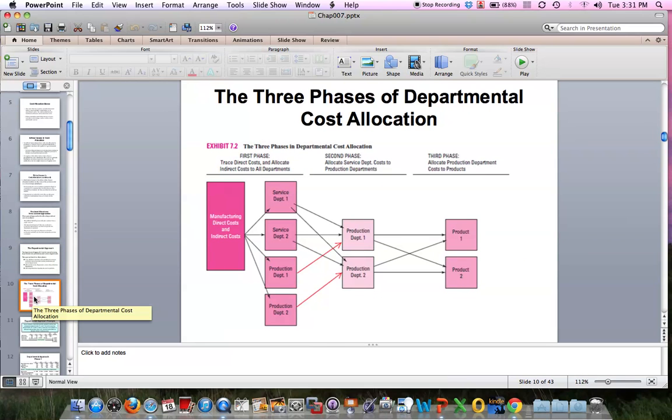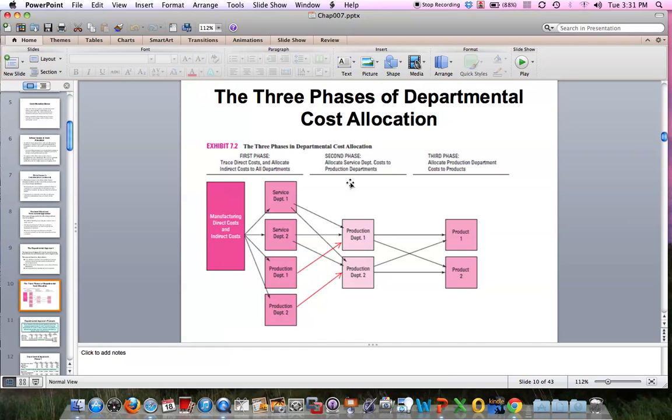The 3 phases of departmental cost allocation are on the top of page 227, and you can see what those phases are. Phase 1: trace direct costs, which is always the easy cost, and allocate indirect costs to all departments. So that's step 1 right here, manufacturing direct costs and indirect costs. We trace the direct and we allocate the indirect to the various departments. We've got 2 service departments and 2 production departments in this example.